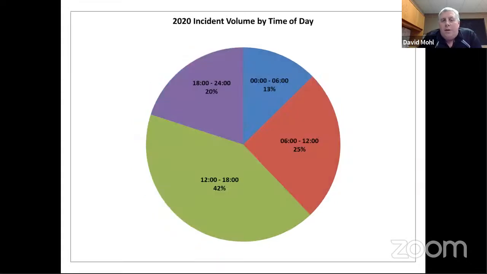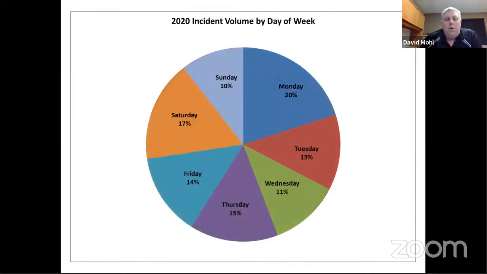Incident volume by time of day, no real surprises here. The bulk of what we do is during daylight hours, right? The warmer it is, more people moving around, more things happening. And day of week, this one's an interesting one every year. It seems like it varies. There's no real trend where we can always say it's busier on the weekend or quieter on a Tuesday. It seems to just move around week to week.